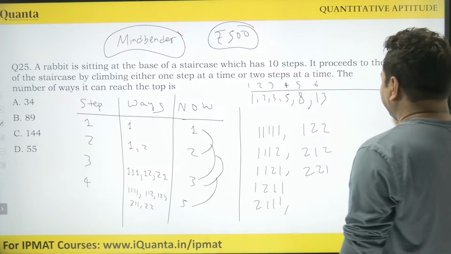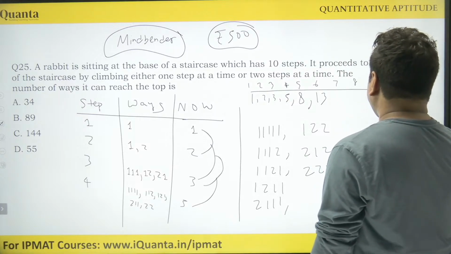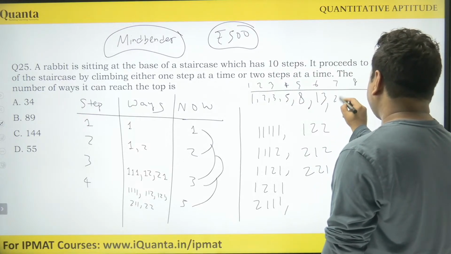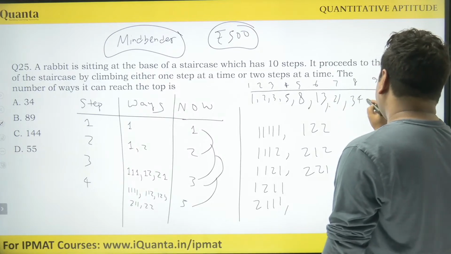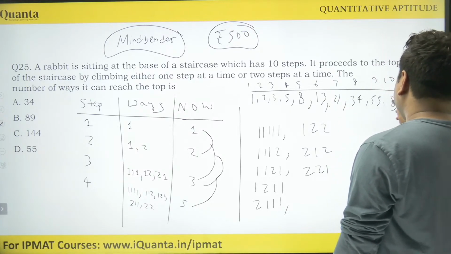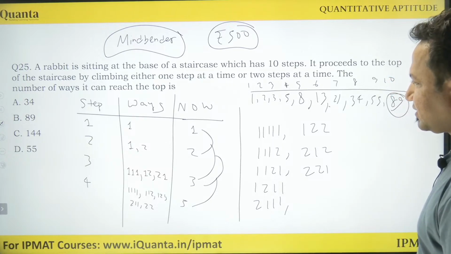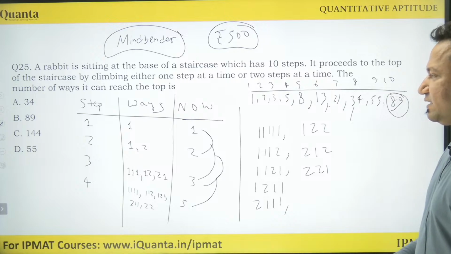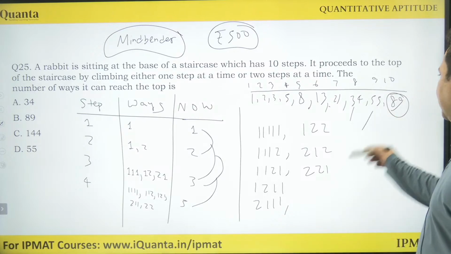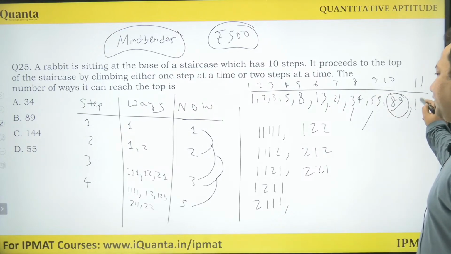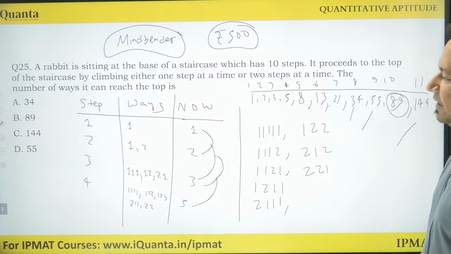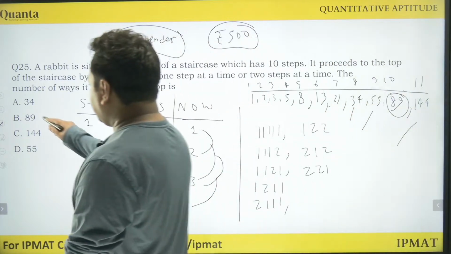We have to go till 10 steps. 7, 8, 9, 10. Let's add 8 and 13. Answer is 21. These two, 34, then 55, and then 89. So 89 will be the answer if there are 10 steps in total. By the way, if you look at the options, 34 is also there, that is for 8 steps, 55 is for 9 steps. If I make it 11 steps, it will be 144. So all the options are like that only. 89 is the correct answer.